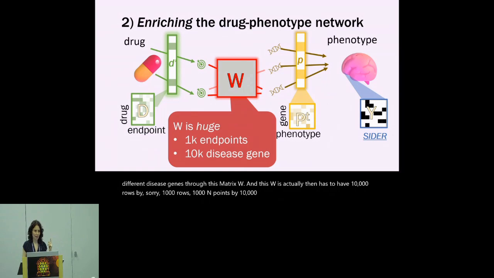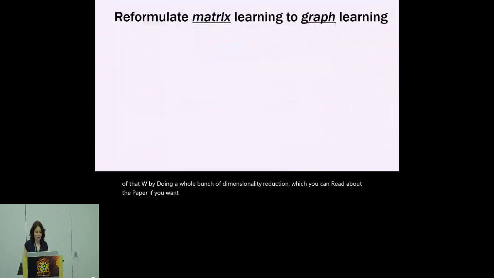And if you do the math there, that's 10 million parameters, which is not impressive anymore with LLMs. But for our application, where we actually have a very limited amount of data, that's too many parameters. So in reality, we can't learn that W. We learn a version of that W by doing a whole bunch of dimensionality reduction, which you can read about in the paper if you want. But what we want to see is, can we do something better than that by reformulating this matrix learning problem into a graph learning problem?